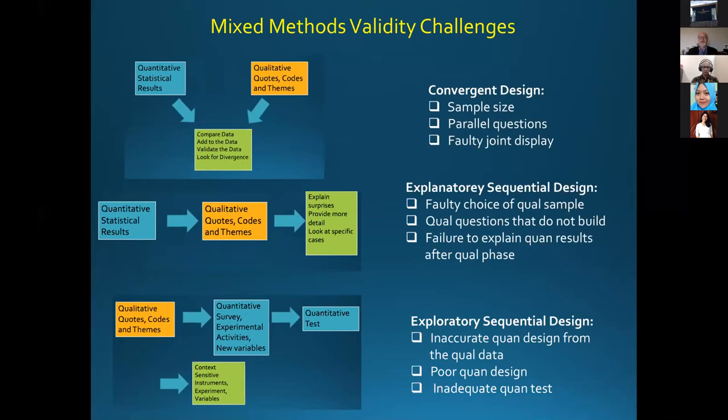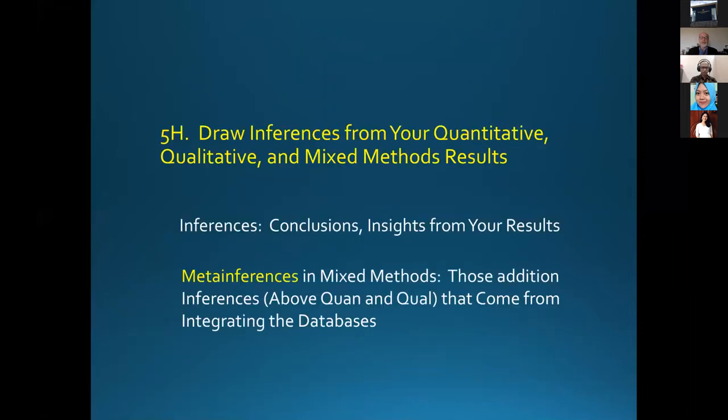A convergent design, where you're bringing these two together. Do you have adequate sample size? Do you have parallel questions? What are your joint displays like? So each one of the designs has specific validity threats that need to be considered. Draw inferences, draw conclusions from your integration.